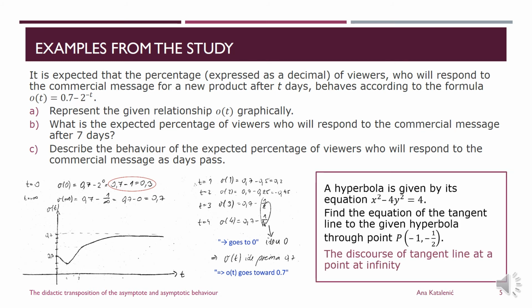The second task is a non-routine task that requires discourse about the asymptote as a tangent line to a curve at a point at infinity. The textbook and curriculum do not include such discourse to support the given task, and many participants were stuck in the routine praxis to solve a task of this type.